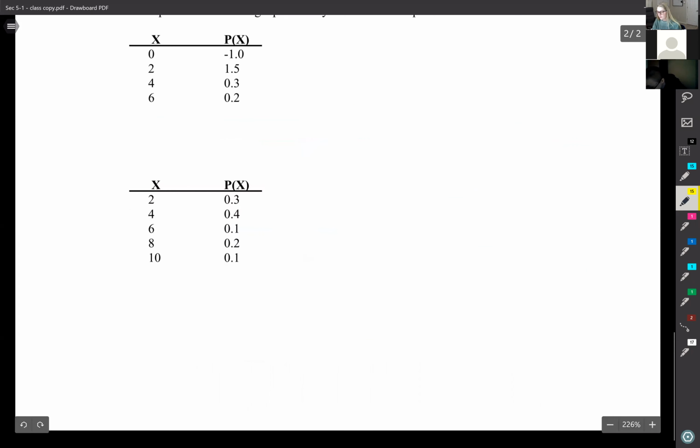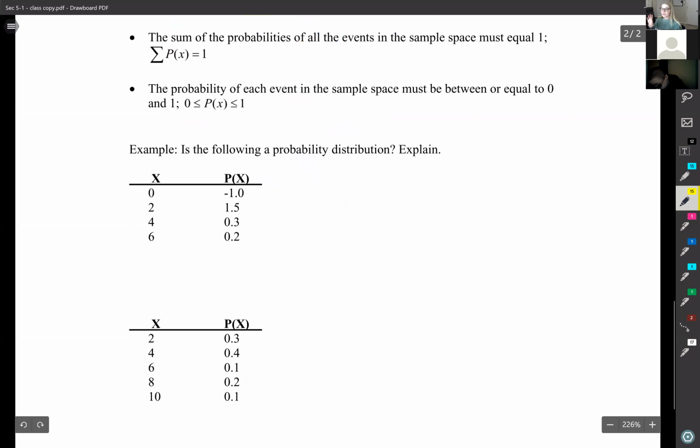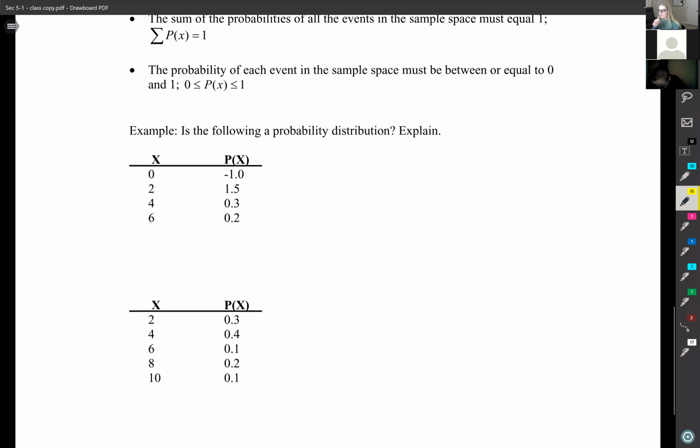Okay. Cool. So those are 2 requirements there. Given those 2 requirements, let's do some examples. I'll do the first example, and then I'll let everyone try the second one. I have 2 examples here, and it just wants to know if the following is a probability distribution.